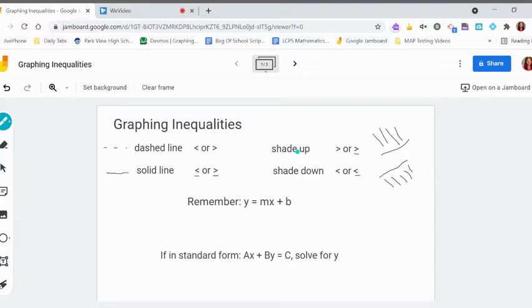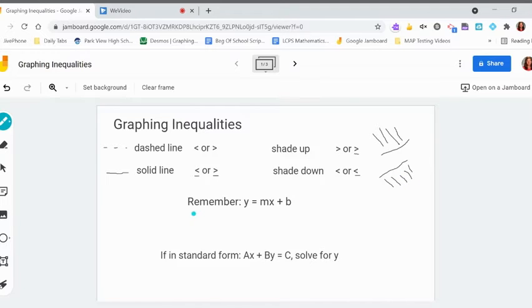We also have to remember shade up or shade down. If this is our line, we're going to shade up from our line if we have greater than or greater than or equal to. Either greater than, we go up. We do shade down if we have either less than or equal to. If this is my line, I would shade down.